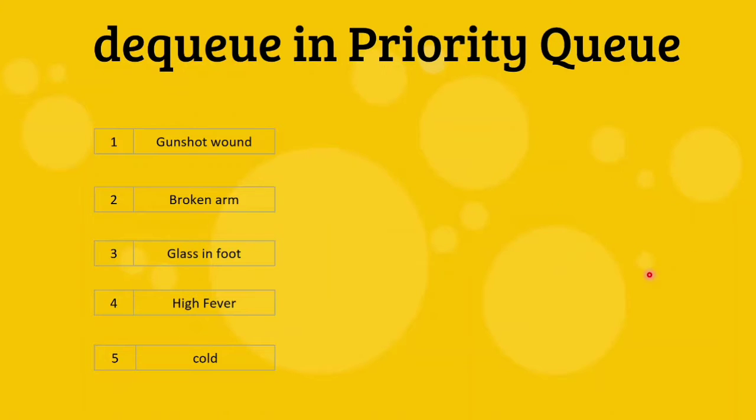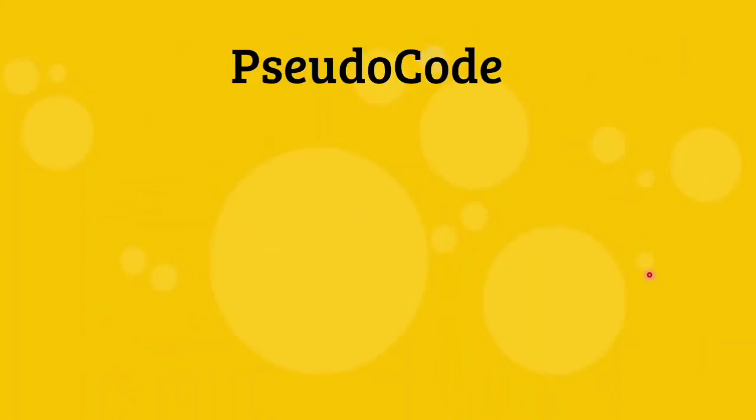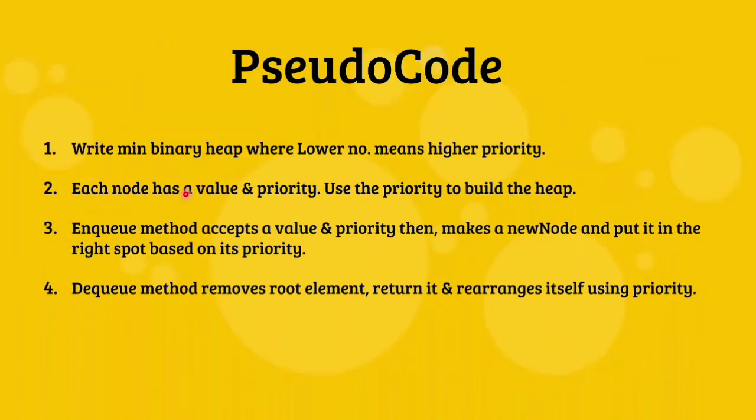Once we know these things about enqueue, it's time to write our pseudocode for the enqueue operation before implementing it. So here is our pseudocode. We will write a min binary heap where a lower number means higher priority. Each node will have a value and a priority, and we will use the priority to implement the heap. Then inside the enqueue method, we will accept a value and a priority. After that, we will make a new node and then put it in the right spot based on its priority.